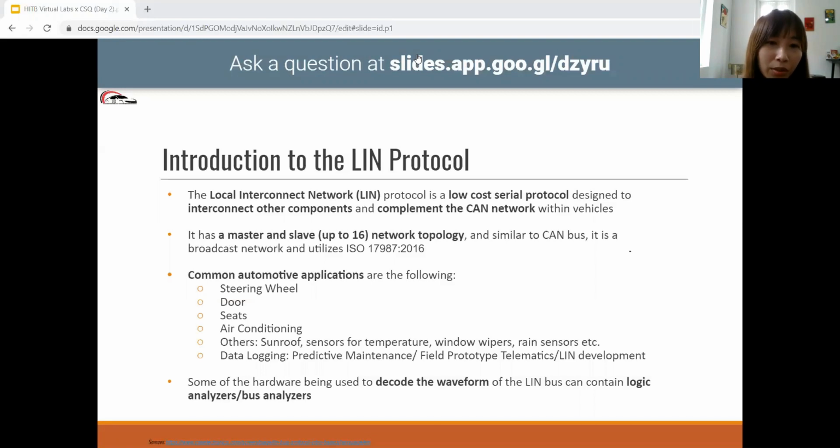The network topology is a master and slave topology, and similar to CAN bus, it's a broadcast network, and the slave can support up to 16 nodes. Some of the hardware used to decode the waveform of the LIN bus can be, for example, your oscilloscope, logic analyzers, for example Saleae, and bus analyzers. Cheaper bus analyzers are like your Bus Pirates, which is not shown over here.